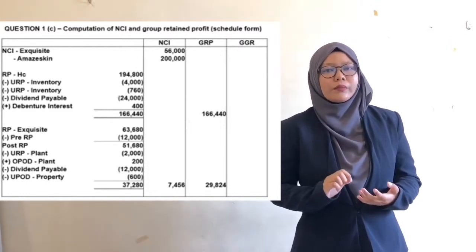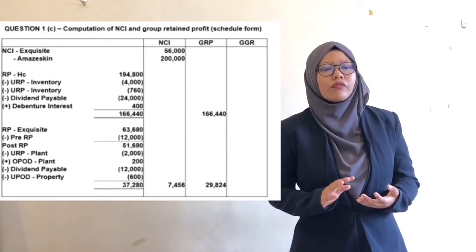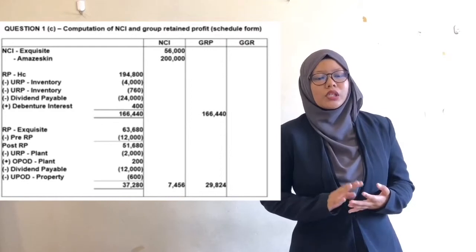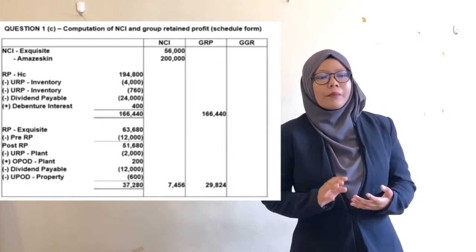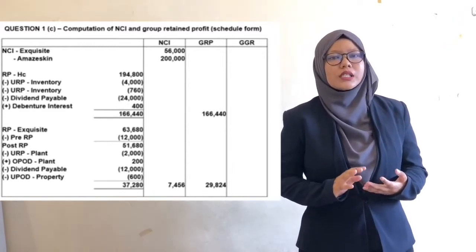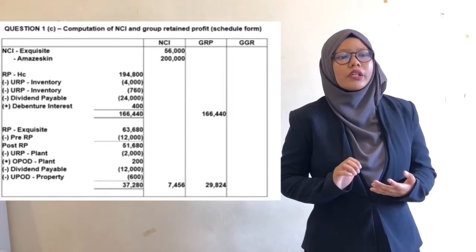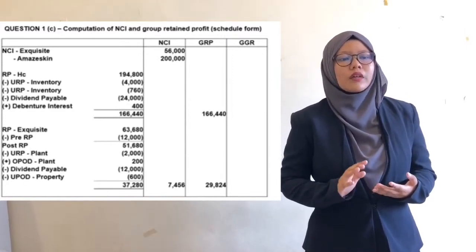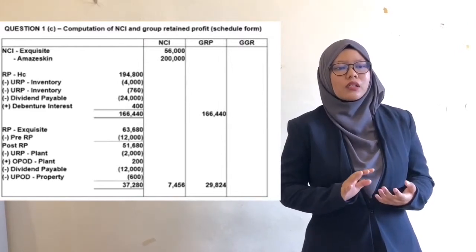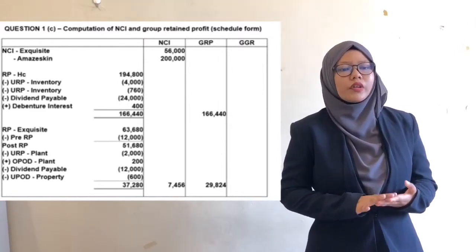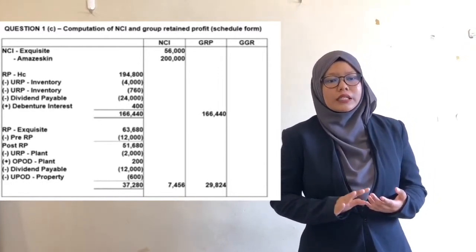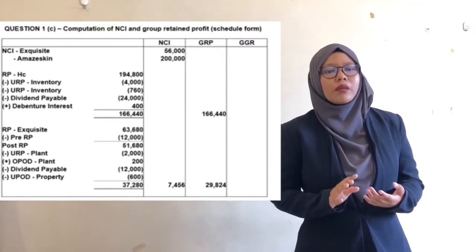We minus the URP of plant, which is 2 million, plus over-provided depreciation for plant 200,000, minus dividend payable 12 million, minus the under-provided depreciation for property, which is 600,000. So the total for retained profit of Acquisite is 37.28 million. Then we apportion for the NCI, which is 20%, amounting to 7.456 million, and for group retained profit is 80%, which amounts to 29.82 million.